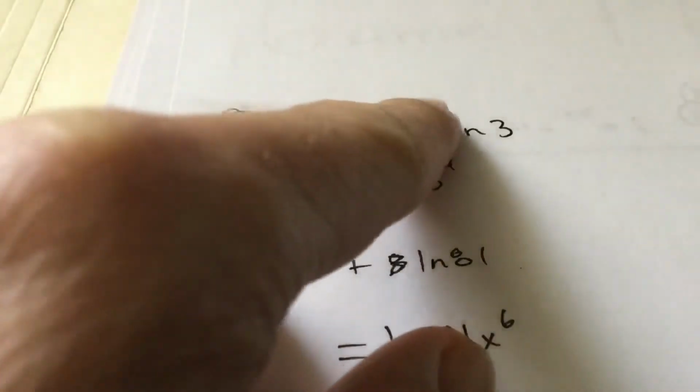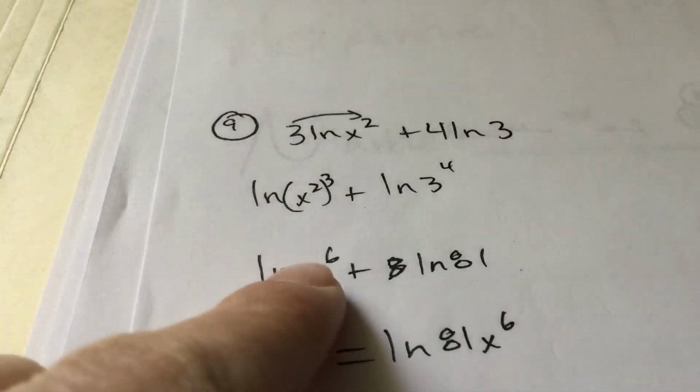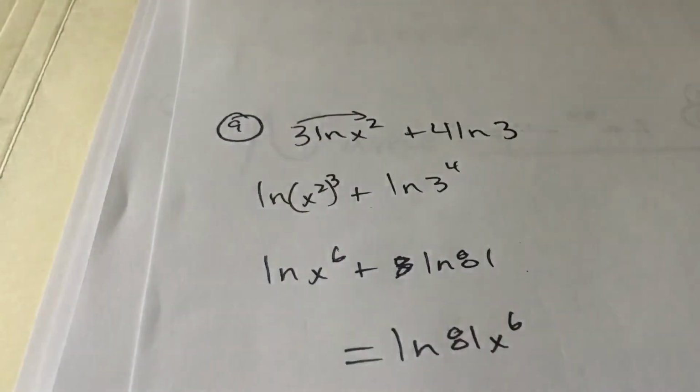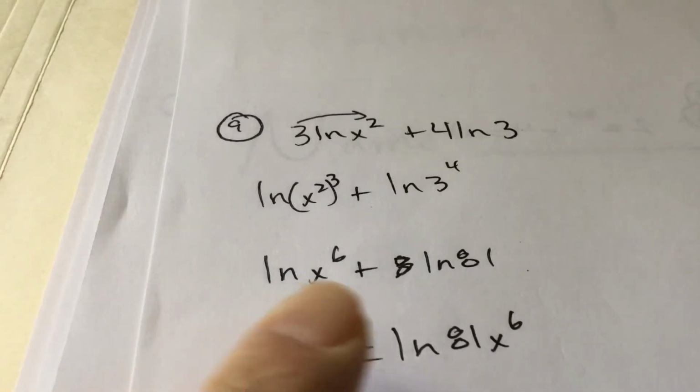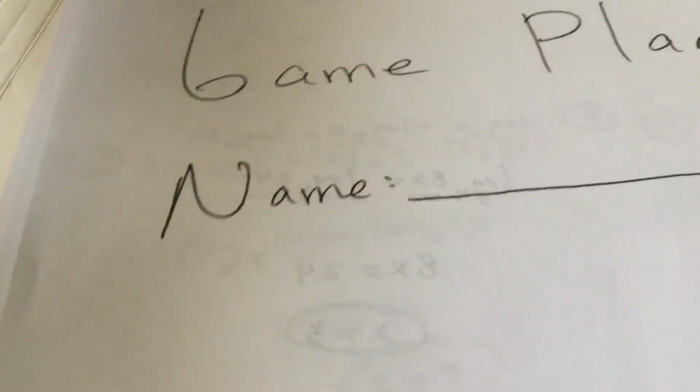All right, that 3 goes up as an exponent, but you have x squared now being raised to the 3rd power. That is x to the 6th. That 4 goes up as an exponent. That is now 3 to the 4th, which is 81. Addition means multiplication in the log world. All right, that's page 8. And lastly, page 9.